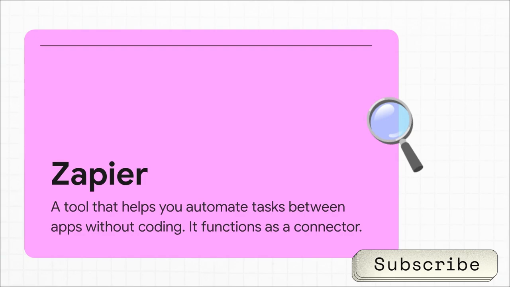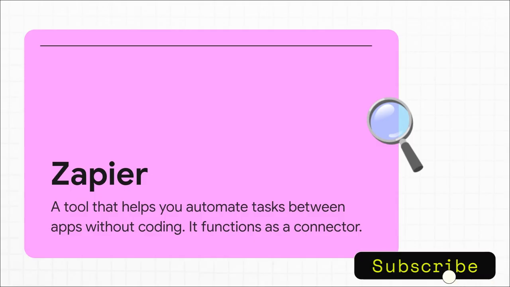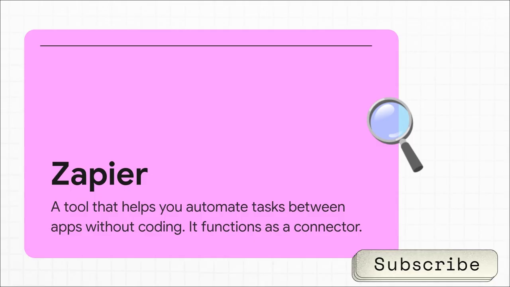So at its heart, Zapier is what we call a no-code tool. Think of it like a universal translator for all your apps. Or, my favorite analogy, it's like digital duct tape. It lets you stick all these different programs together so they work as one team. And the best part, you don't have to know a single line of code.